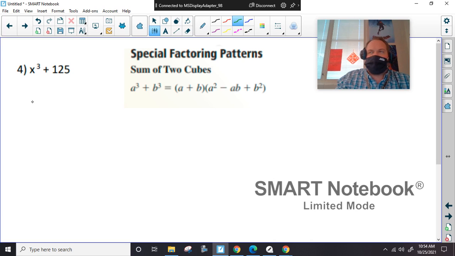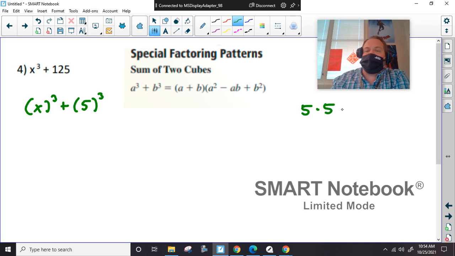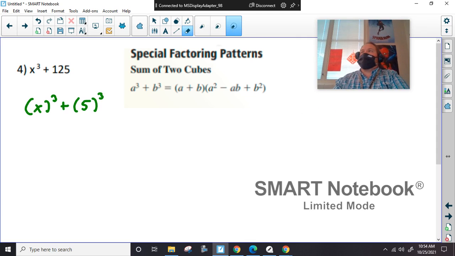What is the cube root of x to the third? Well, it's just x. Okay. What number, when you multiply it by itself 3 times, is 125? Shh, it's 5. Because 5 times 5 is 25. 25 times 5 is 125. Okay? Now, I promise if you are quiet and listen, we'll get it.